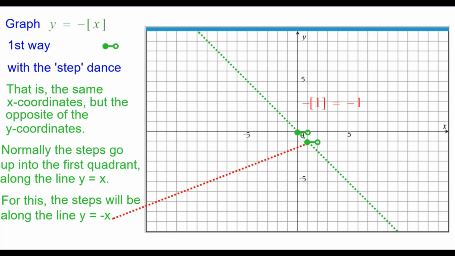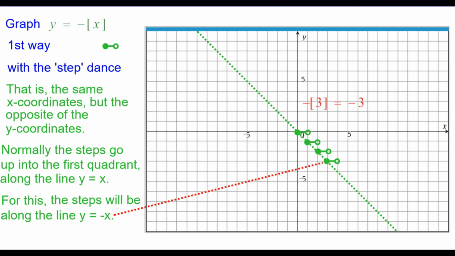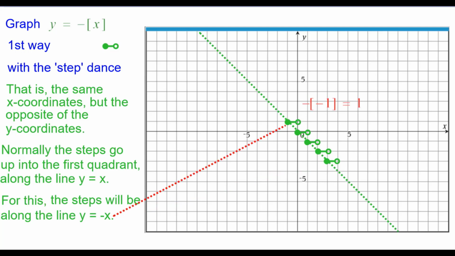Since the opposite of the greatest integer of 1 is negative 1, 1, negative 1 is the first endpoint. Then the opposite of the greatest integer of 2 is negative 2, and then negative 3. And then the opposite of the greatest integer of negative 1 is the opposite of negative 1, which is positive 1. Similarly, we'll get negative 2, comma 2, and negative 3, comma 3. And so it's an infinite number of steps.